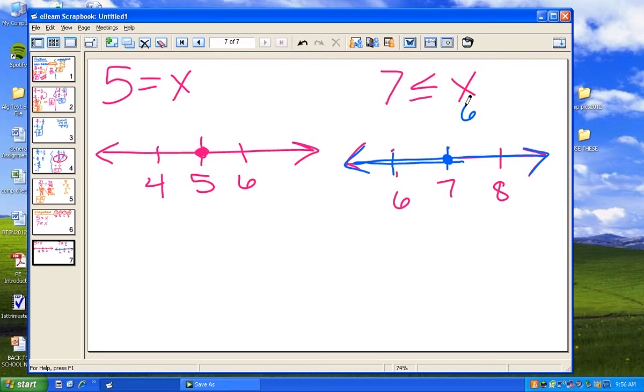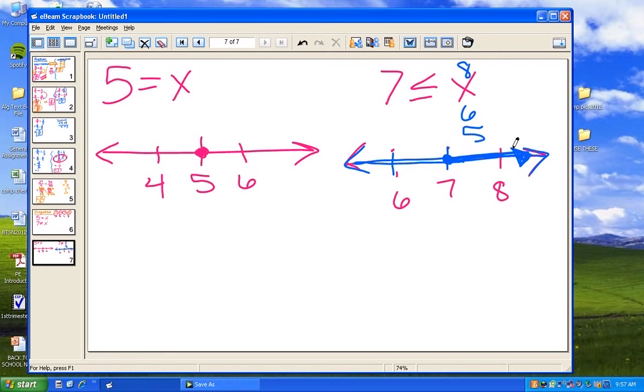Where is x less than or equal to 6, or 7 less than or equal to x? Okay, so if I plug in 5, is 7 less than or equal to 5 true? No. It's 8. If I put in the 8, 7 is less than or equal to 8. So I draw my line in this direction and I put my arrow.